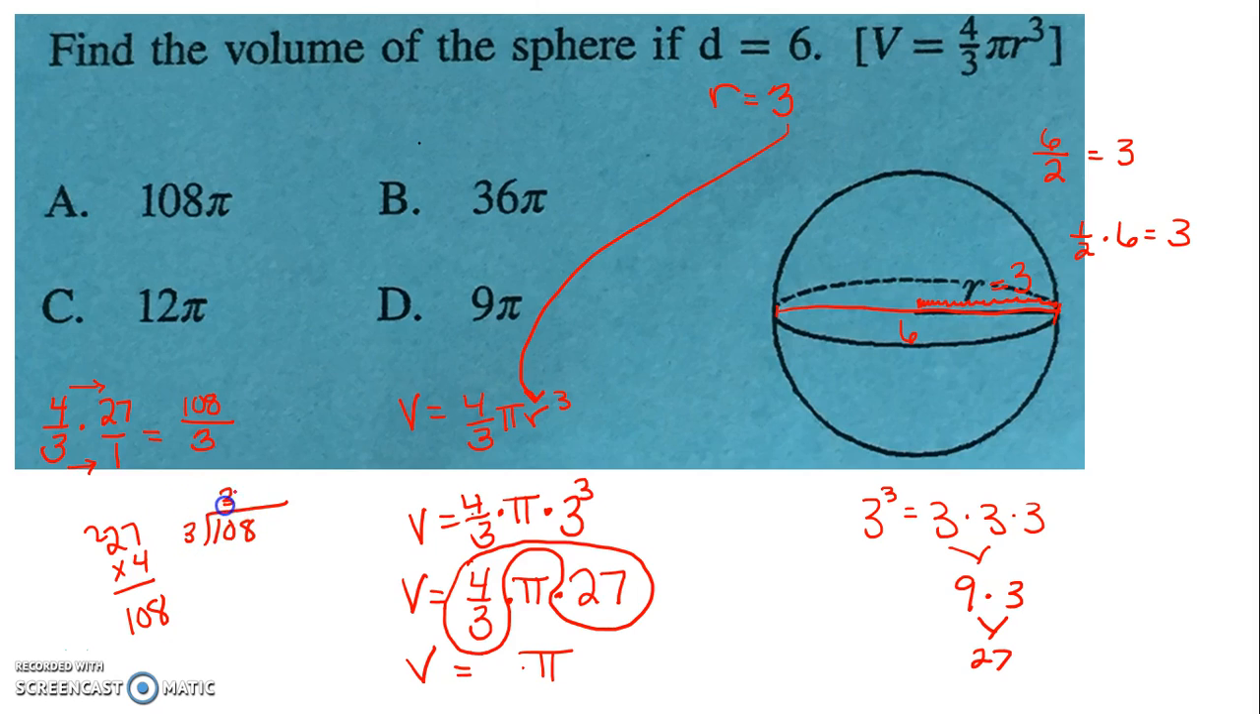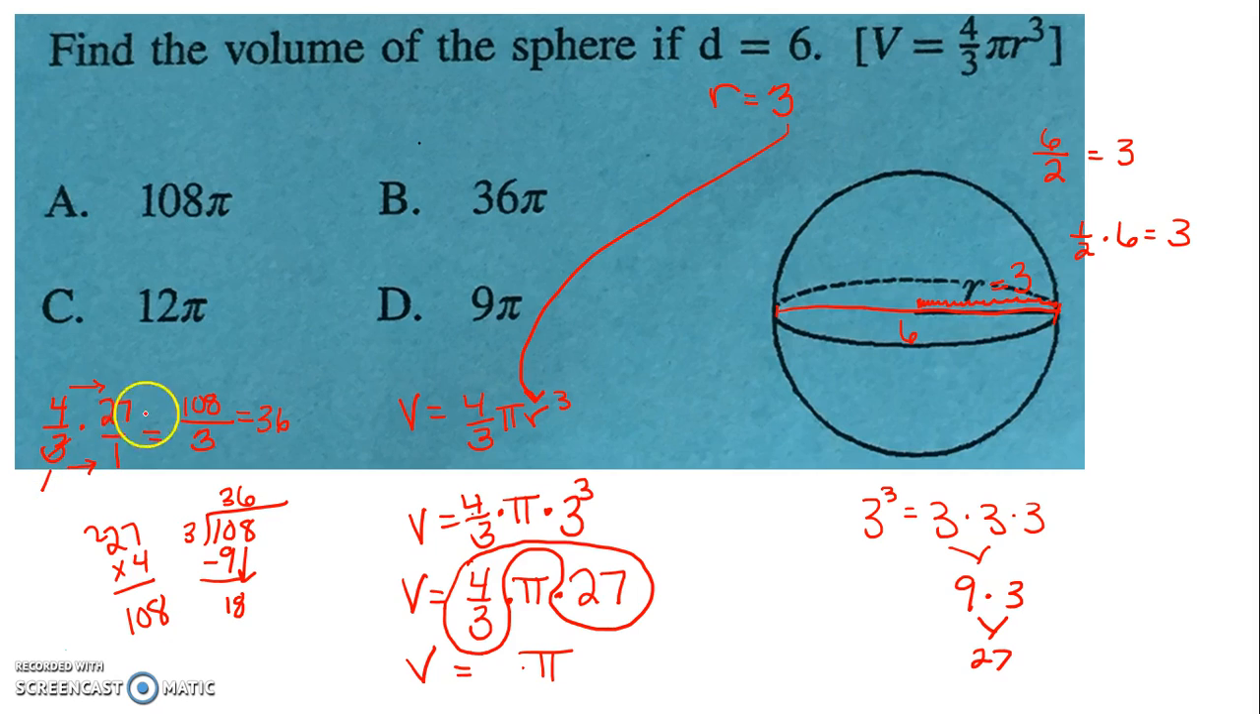3 goes into 10 3 times. 3 times 3 is 9. Subtract off. You're left with the 1. Bring down the 8. 3 goes into 8 6 times. So this is 36. And if you didn't want to have to multiply straight across the top, straight across the bottom, and then divide, you could always look here and simplify first.